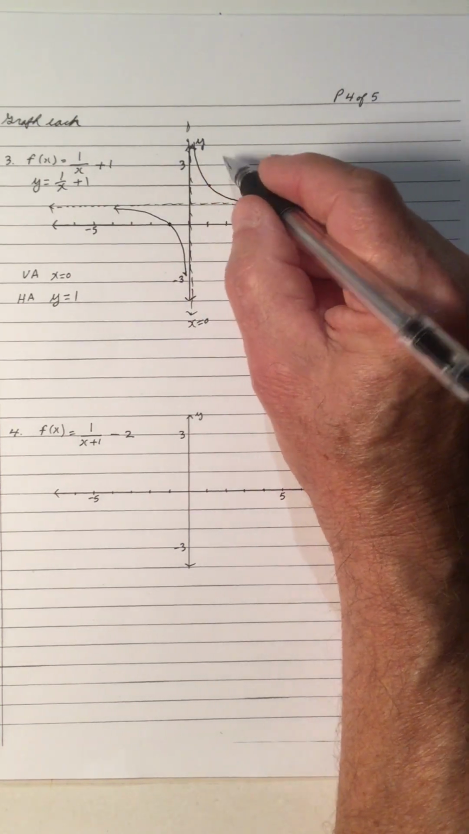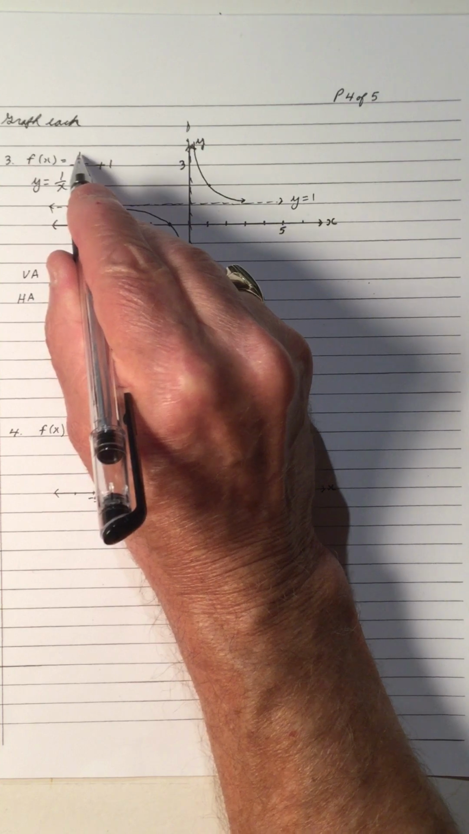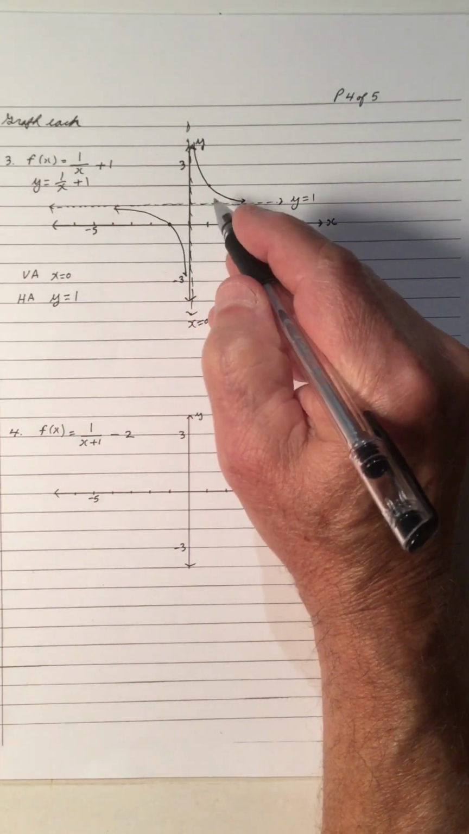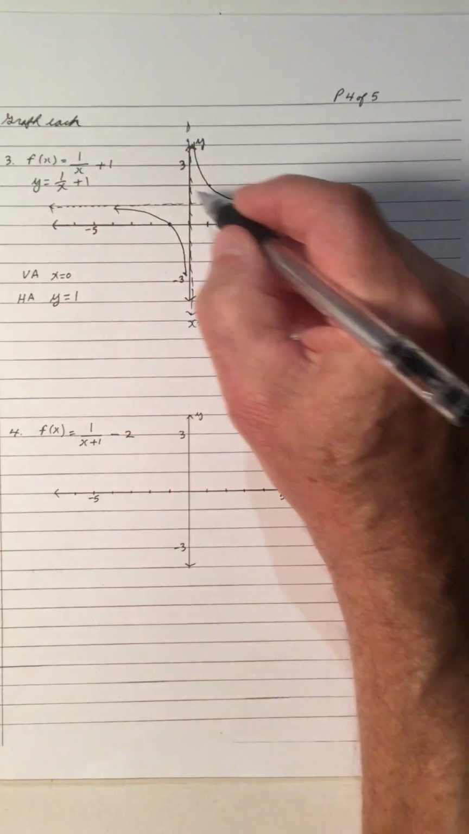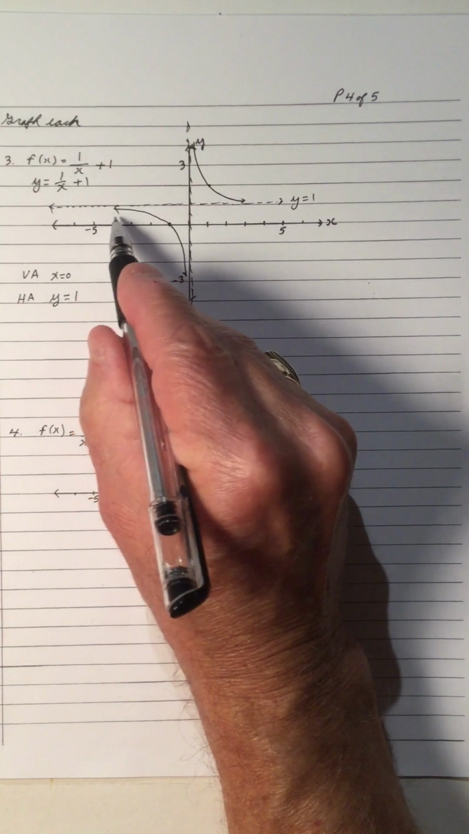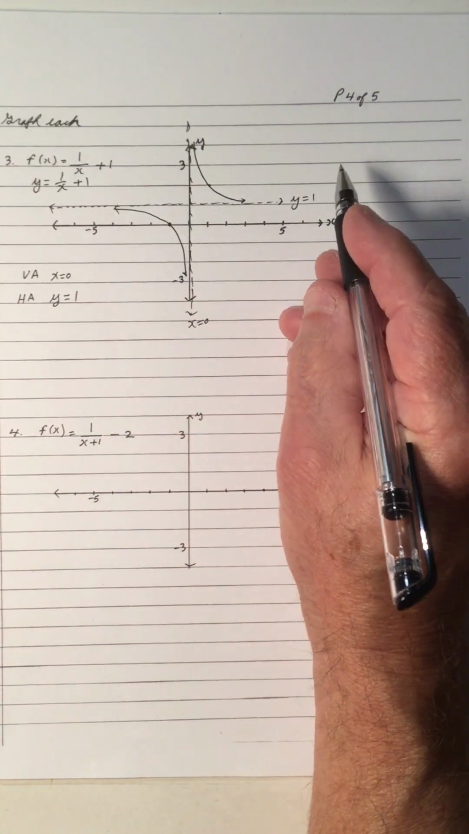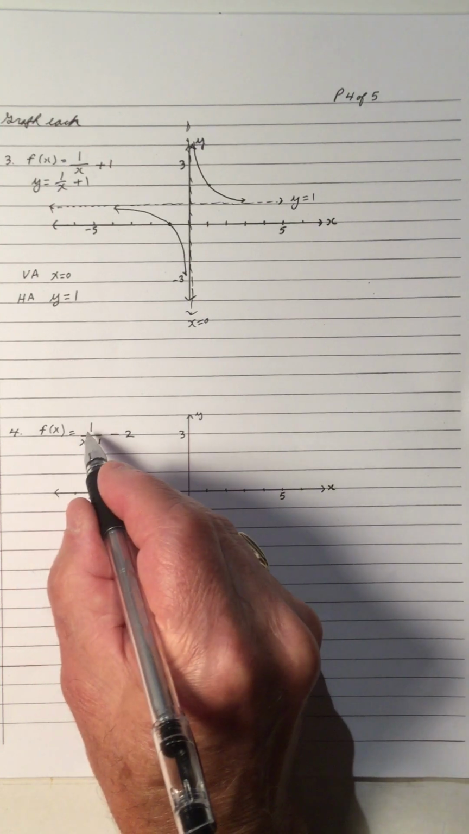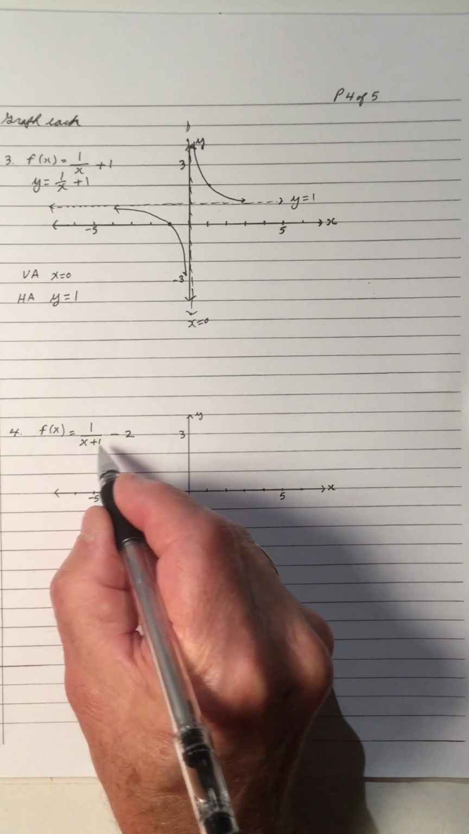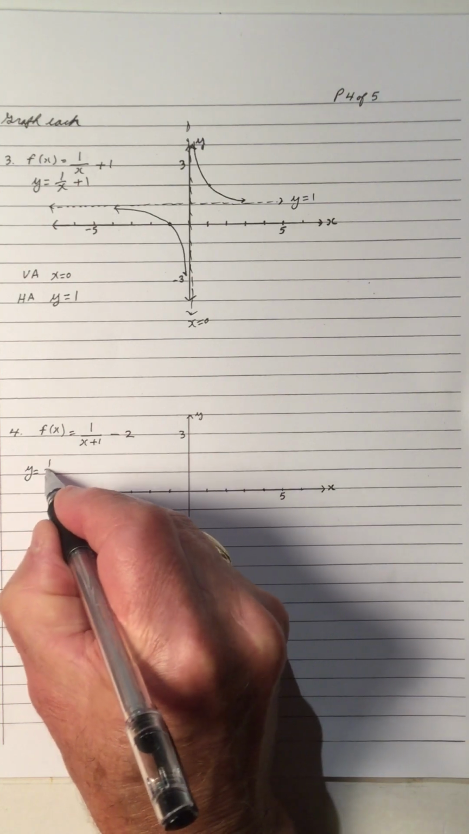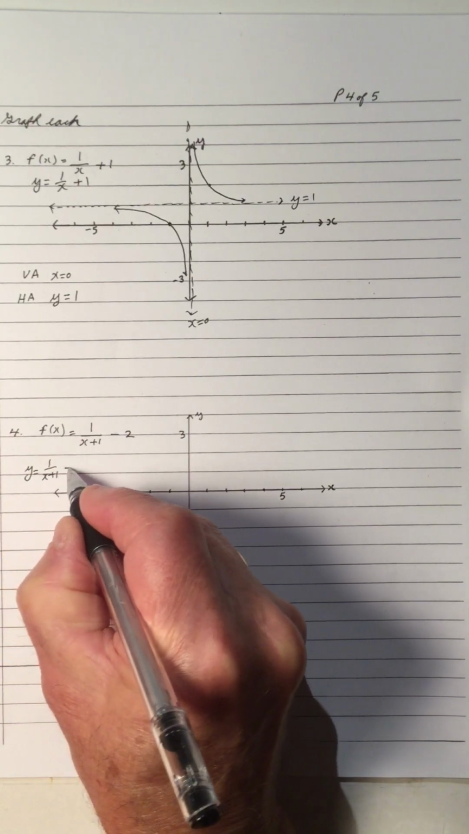So you can see that, again, because this is positive, the graph will be here and here. And if it was negative, it would be in here and here. So these are the asymptotes. Number 4, we have f of x equals 1 over x plus 1, minus 2. So y equals 1 over x plus 1, minus 2.